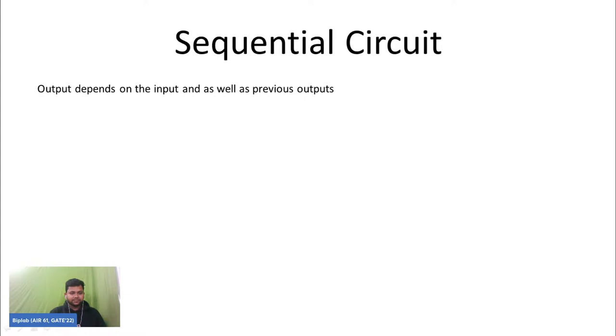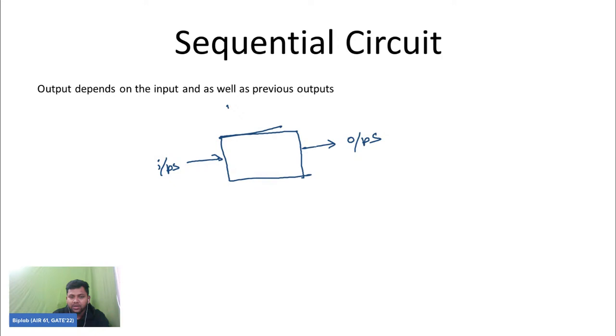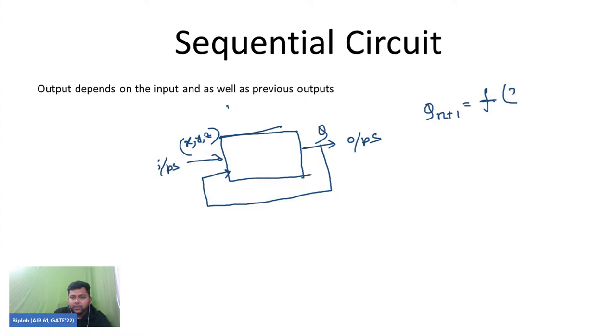So what is a sequential circuit? Before that, we have read about combinational circuit, where we have some inputs and we get some outputs. This is a simple combinational circuit. Whereas in a sequential circuit, these outputs are again used as another input to get the output. So the output Q(n+1) will depend on the input variables, let's say x, y, z, there may be more than one input, as well as Qn, that is the previous output. That is called a sequential circuit.